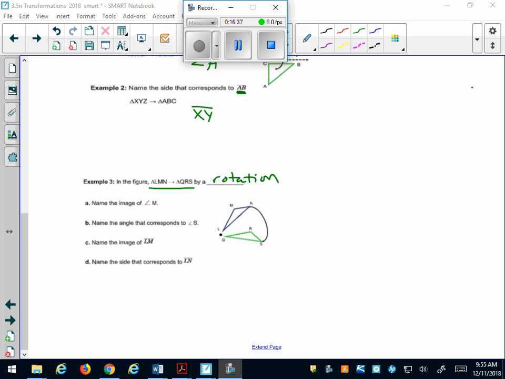Okay, so again, even if they didn't give you the diagram, you'd be able to answer these questions just by looking at the statement they gave you. LMN maps onto QRS. So what's the image of angle M? R. What's the angle that corresponds to angle S? Good. The image of LM? Good. And the side that corresponds to side LN? Good. All right, any questions on that?